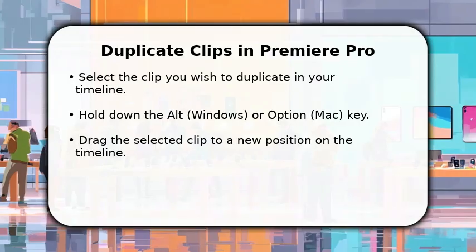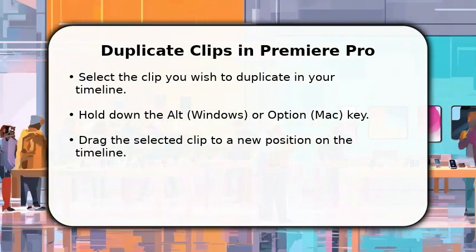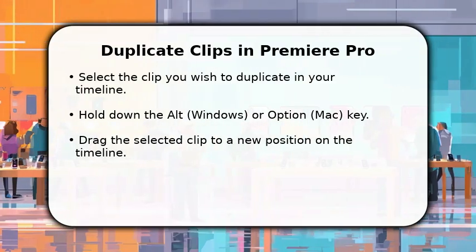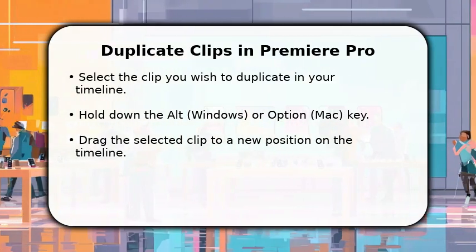In this video, I will show you how to duplicate clips in Premiere Pro. First, open your project and locate the clip you want to copy in your timeline. Simply click on it to select it.